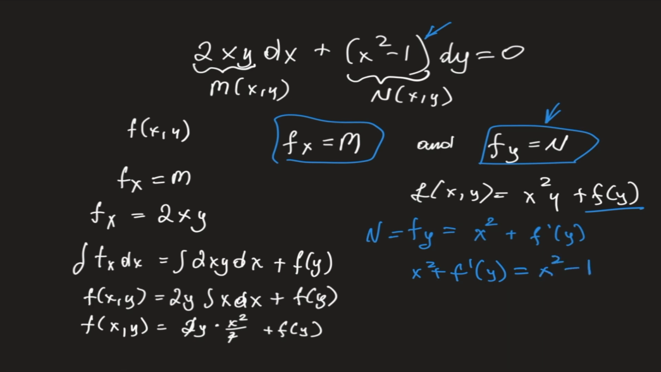Now notice some things will cancel here. x squared and x squared cancel, and all I have left is f prime of y is equal to negative 1. So I don't want f prime, I want f of y. To find f of y, I just need to integrate again with respect to y. On the left side I have simply f of y, and on the right side, the integral of negative 1 with respect to y would just be negative y plus c.